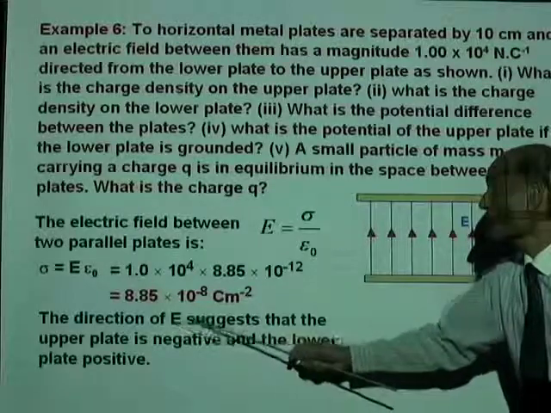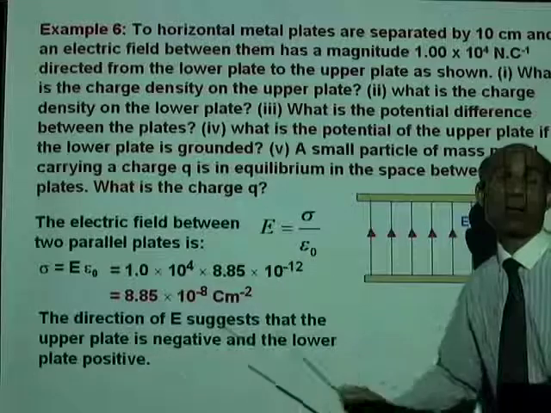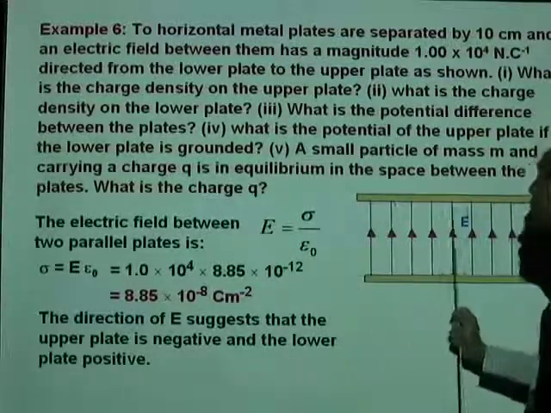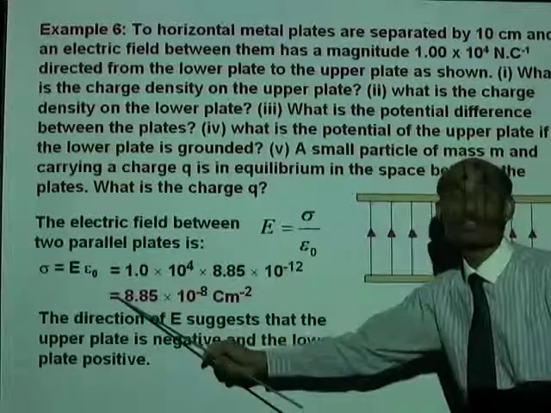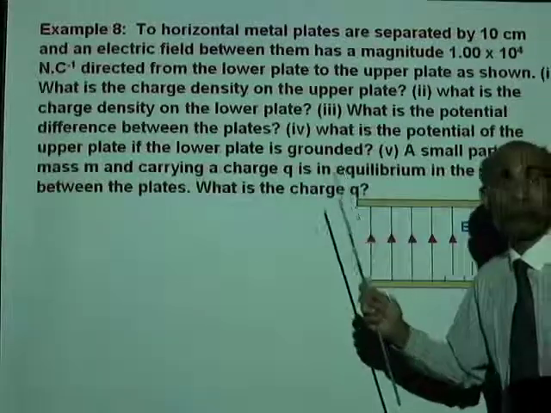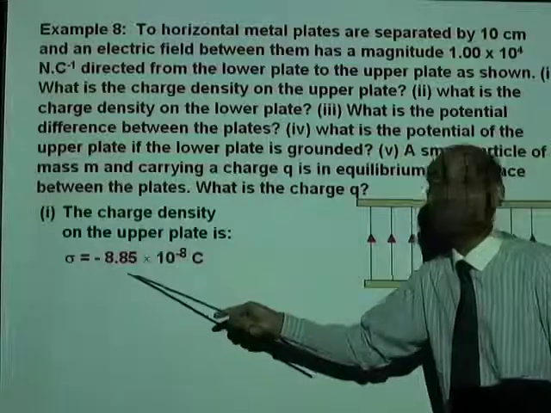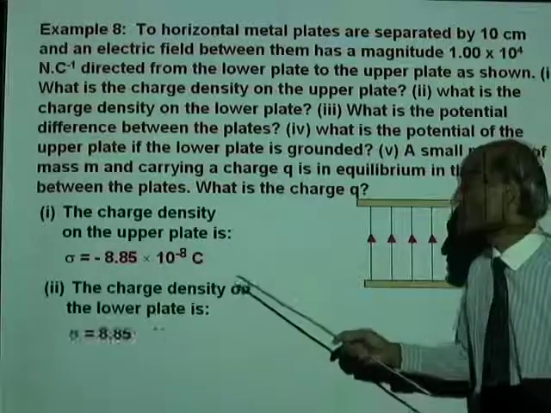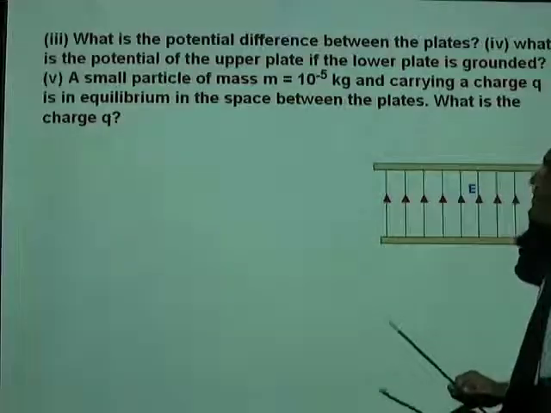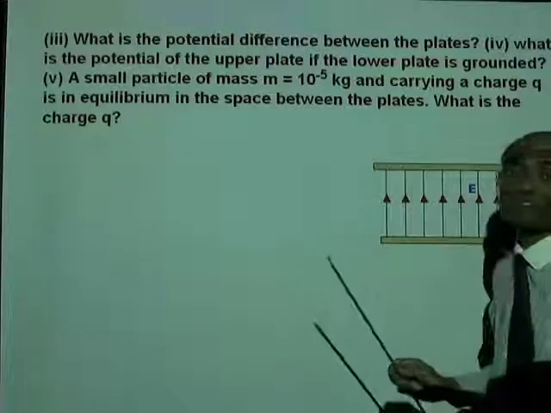The direction of E suggests that the upper plate is negative and the lower plate is positive. That means the charge density on the upper plate has this negative value and the lower plate has the same positive value. The charge density on the upper plate is negative and the charge density on the lower plate is the same magnitude, positive. What is the potential difference between the plates?